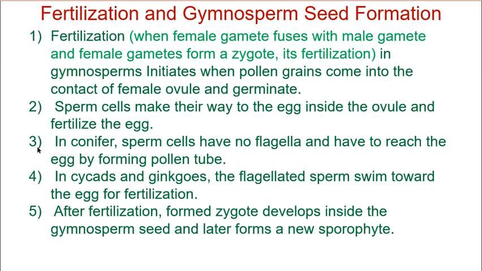Now the difference comes here in conifer plants. Sperm cells have no flagella, as I have discussed with you, and have to reach the egg by forming what? Pollen tube. In cycas, the flagellated sperm swim towards the egg for fertilization. Fine. So the difference is that either a pollen tube will be formed for fertilization or flagellar movement will be there. Finally, after fertilization, the formed zygote develops inside the gymnosperm seed and later forms a new sporophyte. Is this clear to you?